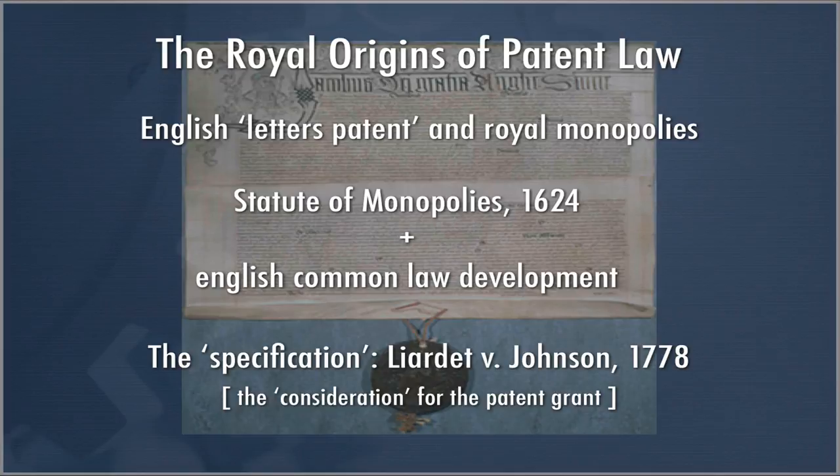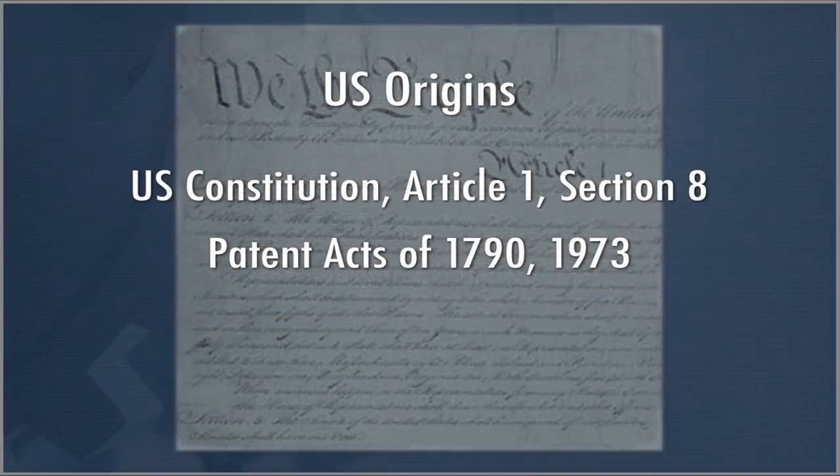And it was specifically noted that this specification, that is a detailed written description of your invention, was understood to be a consideration for the patent grant. That is, if you didn't provide enough detailed information about your invention, you could not get a patent. And that, again, is a core foundation of patent law that we now know of, and actually had not really been in play in much of the earlier patent systems. So that was an innovation that came out of the royal origins of the system.